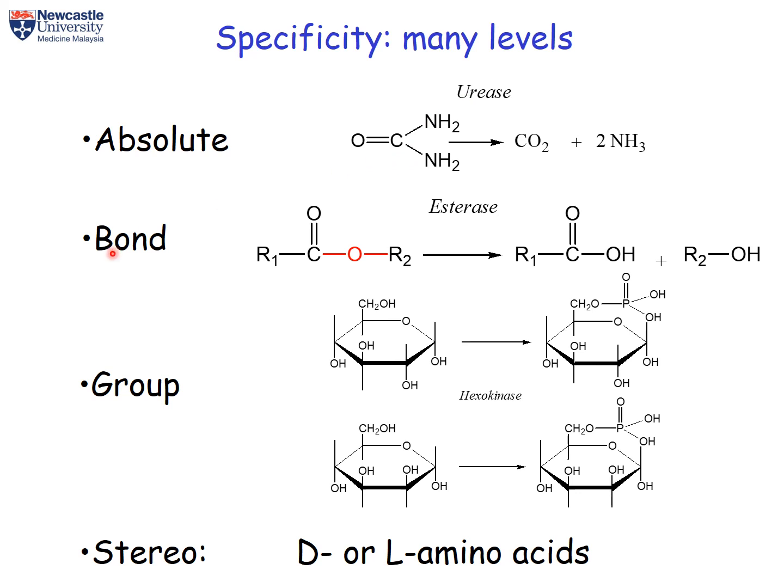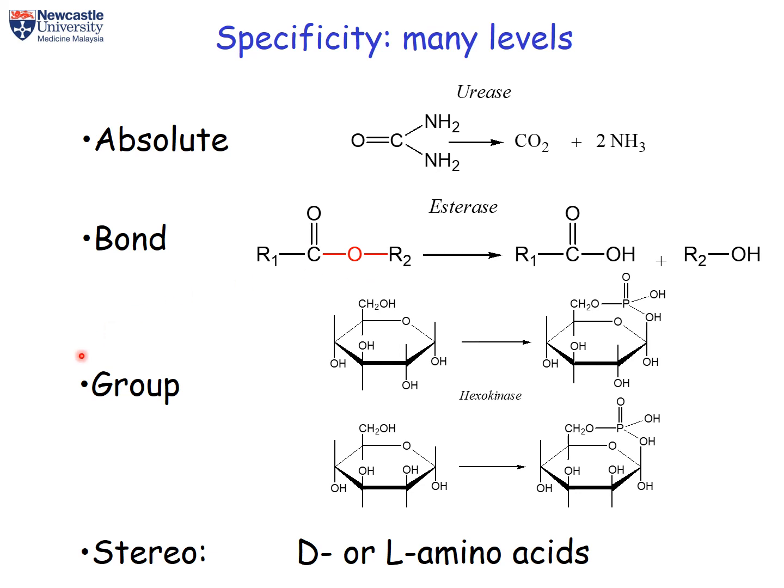While the second level is bond specific. So in this level, enzyme will identify and act on a specific bond type, such as the carbon, oxygen, and carbon bond in an ester molecule. So R1 and R2 can be of any length. They can be any random hydrocarbon molecules, but it doesn't matter because this enzyme esterase will always act on an ester molecule as long as they can detect this carbon, oxygen, and carbon bond setting.